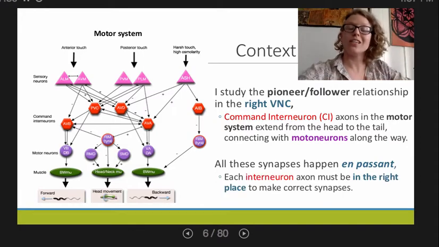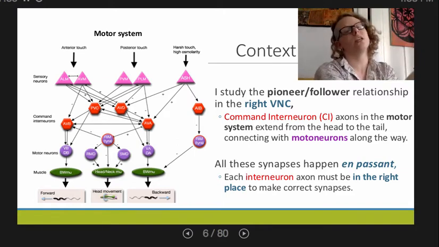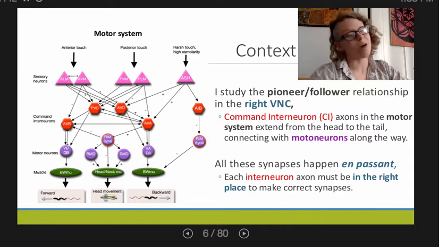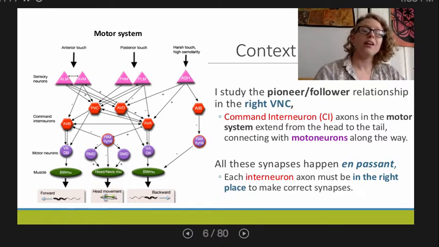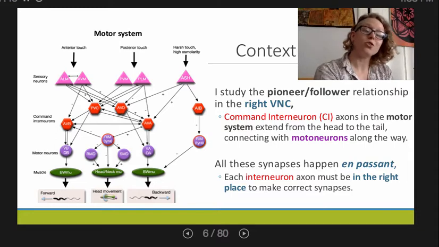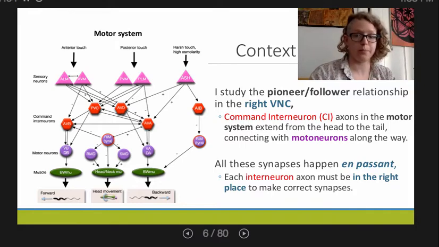So each of these axons needs to be in physical contact with each other in order to successfully orchestrate motor response. So if we have defects in this follower-pioneer relationship, then not all of the axons are going to be in the right ventral nerve cord, and because of that, they're not all going to be together, so they can't talk to each other effectively.